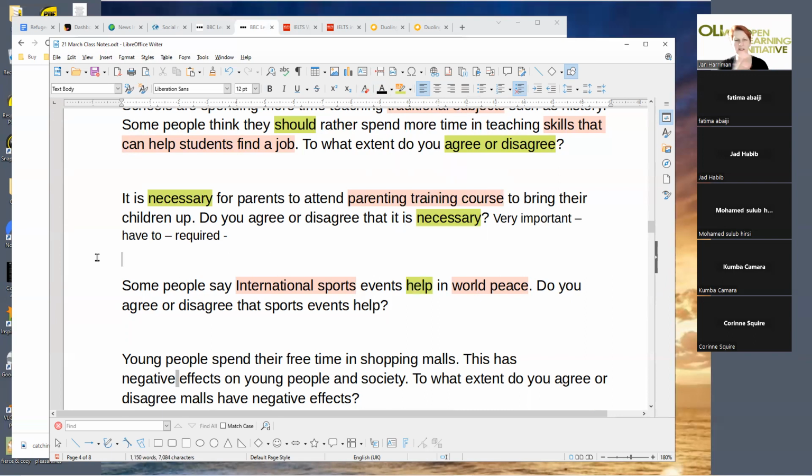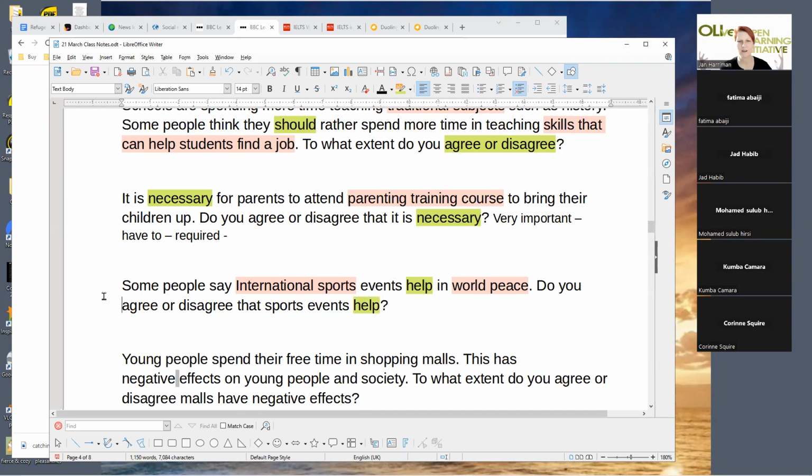Help. So, how does international sports relate to world peace? Does it help? All right. And you can even see, do you agree or disagree that sports events help? So important, they repeated it.